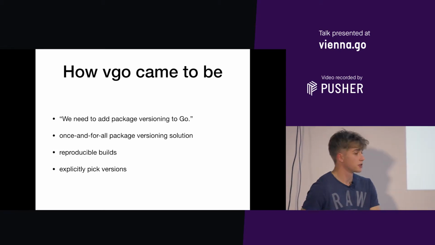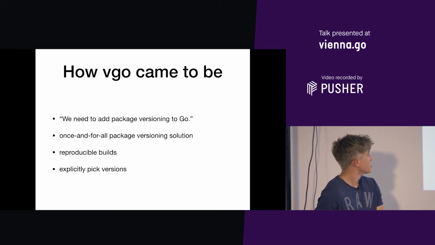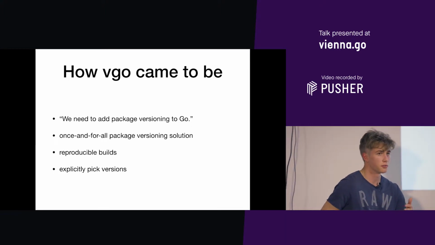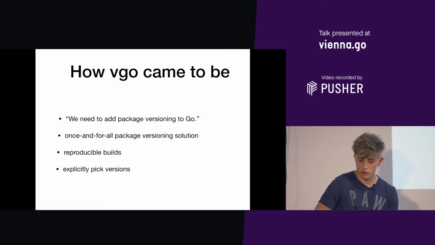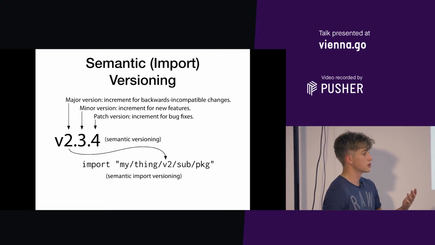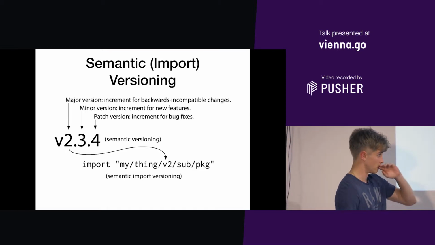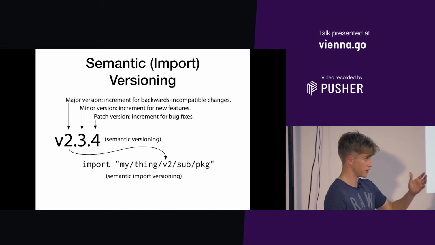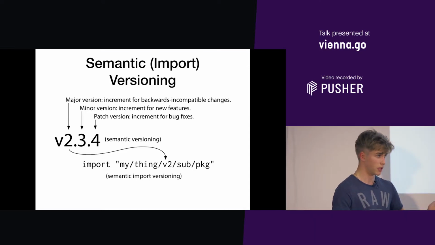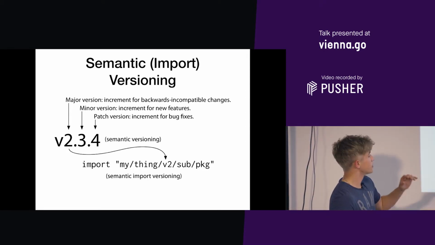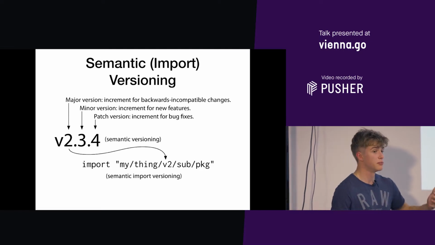That is something the Go developers thought important, and they wanted to allow us to explicitly pick versions for the packages we use. So one part of Vgo is that it introduces semantic versioning, or semantic import versioning, which means there's basically a semver-formatted version, which is three numbers, two dots, and a v. And every number also has a meaning.